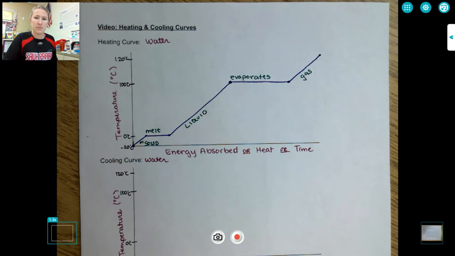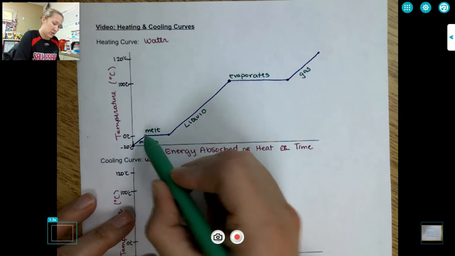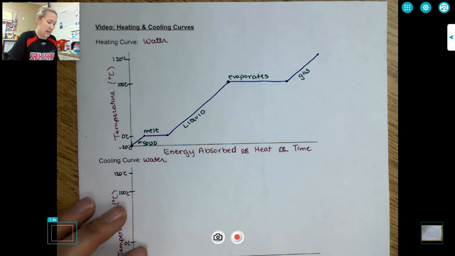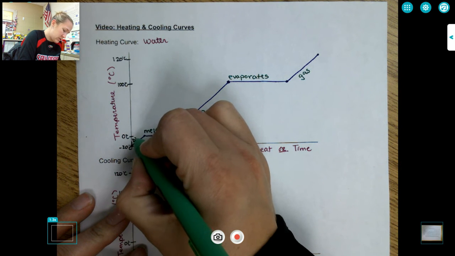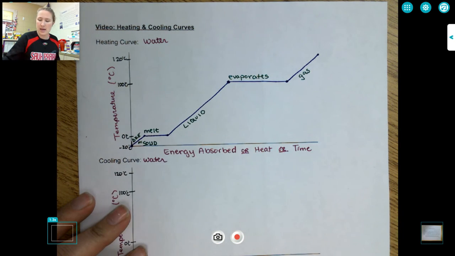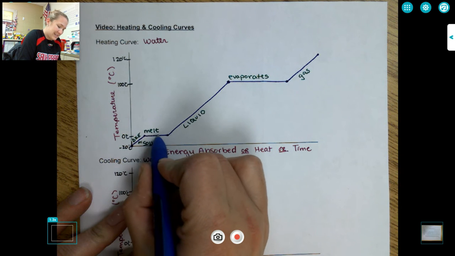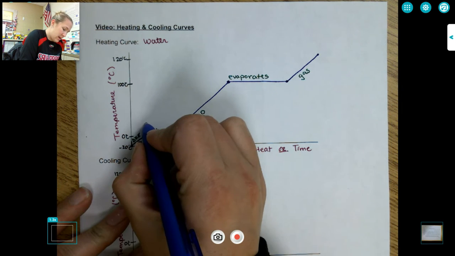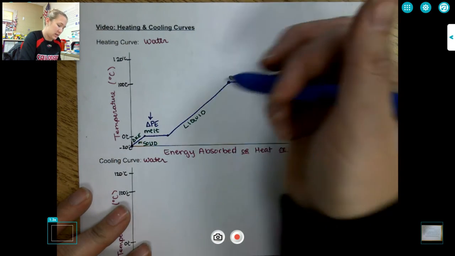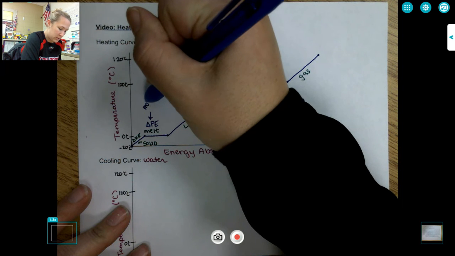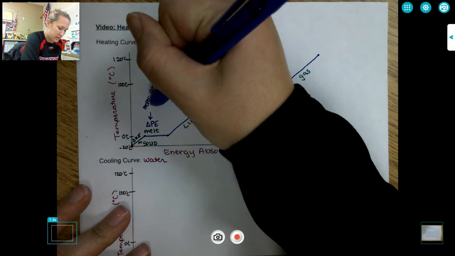Remember that temperature is a measurement of how fast the particles are moving. And it's associated with the kinetic energy of the particles. So when temperature is changing, temperature is a measurement of particle energy and kinetic energy. So while I have a change in temperature, I have a change in kinetic energy, KE. When my temperature stays constant, I'm going through a phase change, then I have a change in potential energy. My molecules are spreading apart or getting closer together. So my change in potential, my molecules are spreading apart.